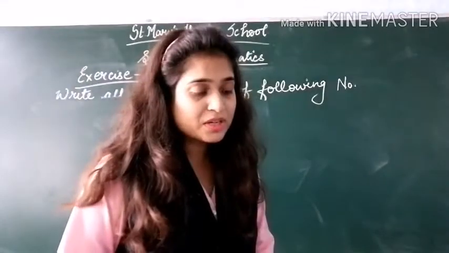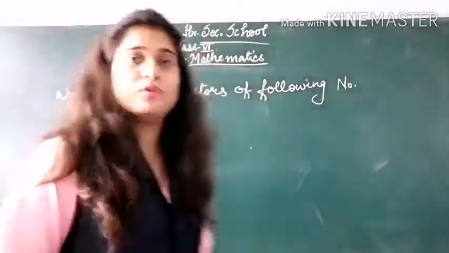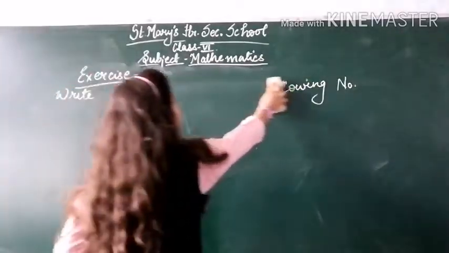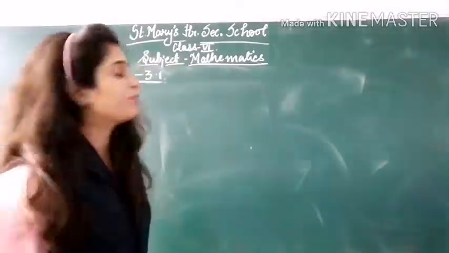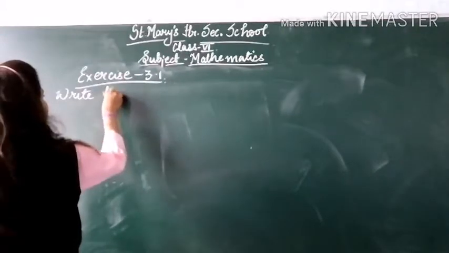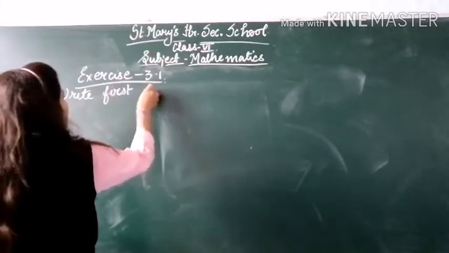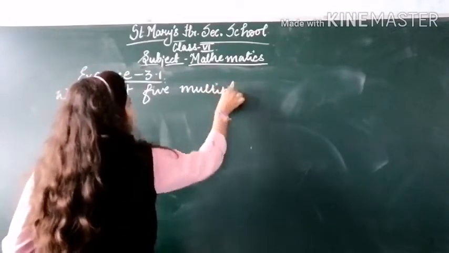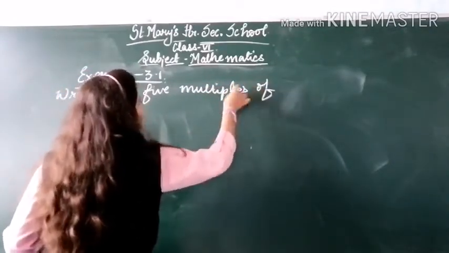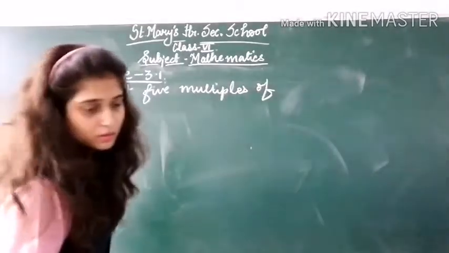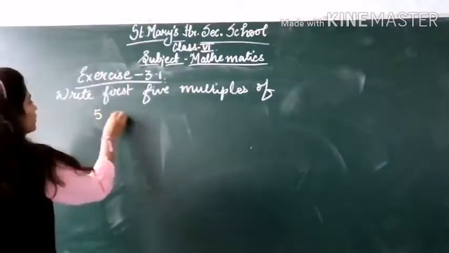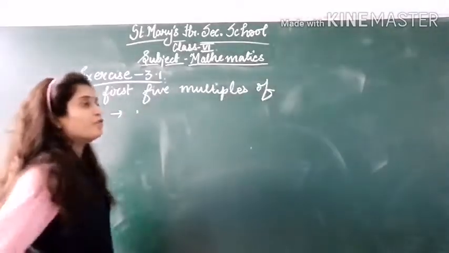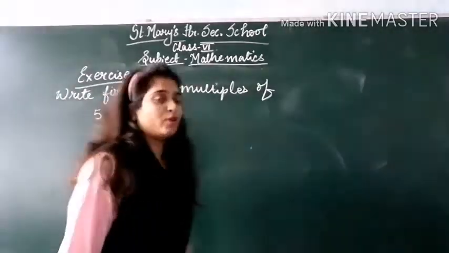Now second question is, write first 5 multiples of. What we have to do? We have to write the first 5 multiples of the given number. First number is 5. So first 5 multiples means we have to see the table of 5.